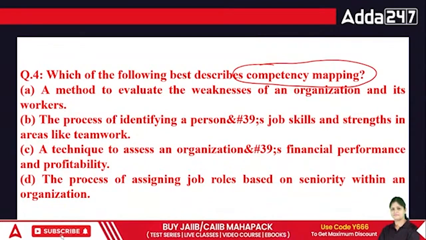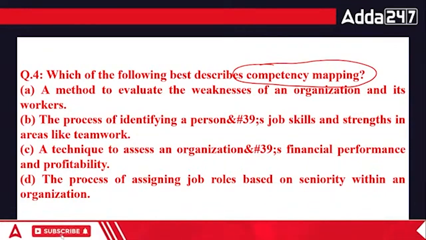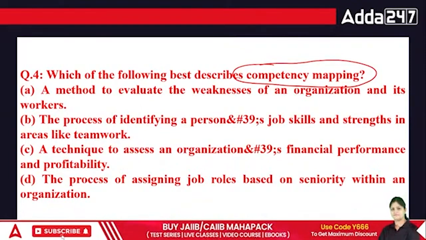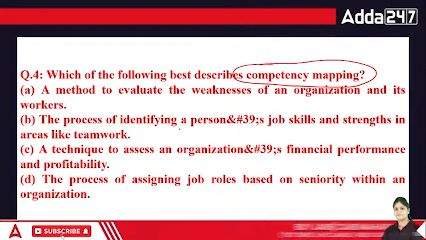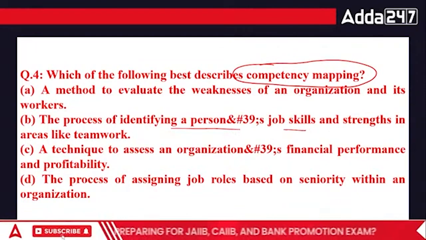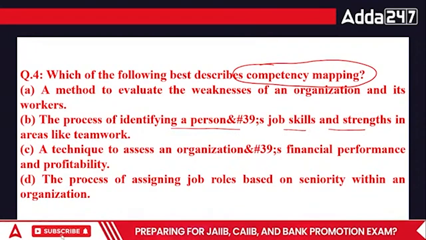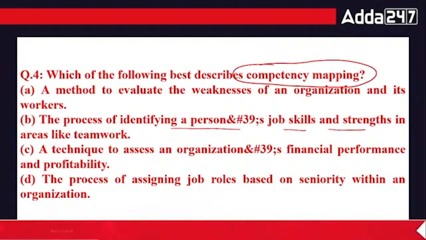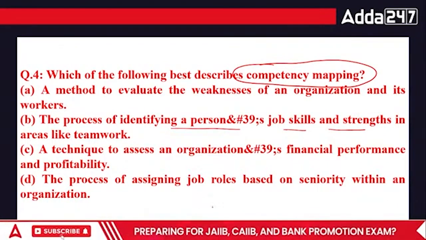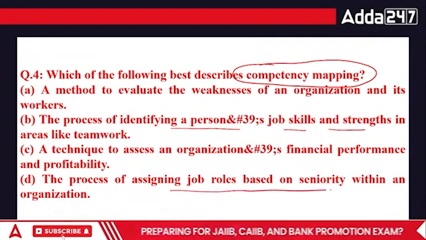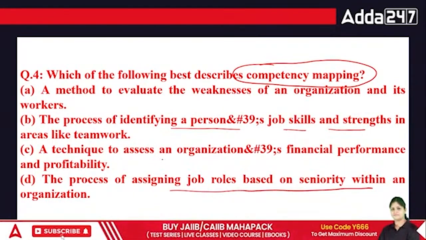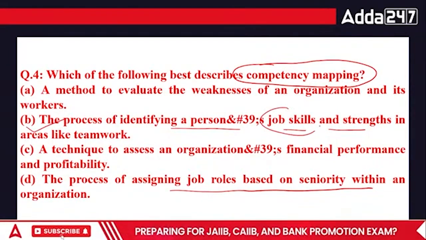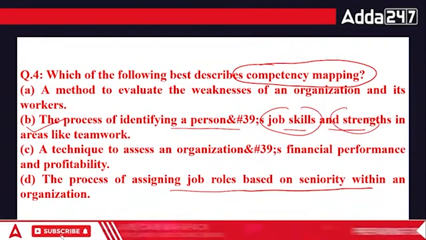See, the answer of this one is, what is the meaning of competency mapping? Option A is a method to evaluate the weakness of an organization and its worker. B is the process of identifying a person's job, skill, and strength in areas like teamwork. C is a technique to assess an organization's financial performance and profitability. And D is the process of assigning job role based on the seniority within the organization. Okay, so that is actually the B, process of identifying person job skill and strength areas in a teamwork.